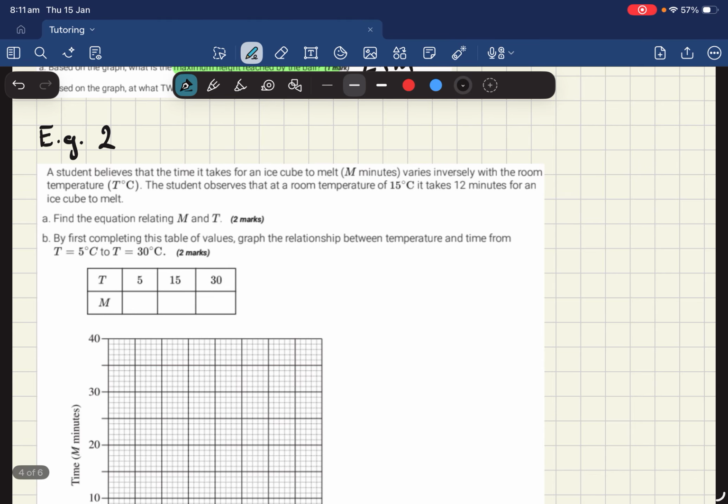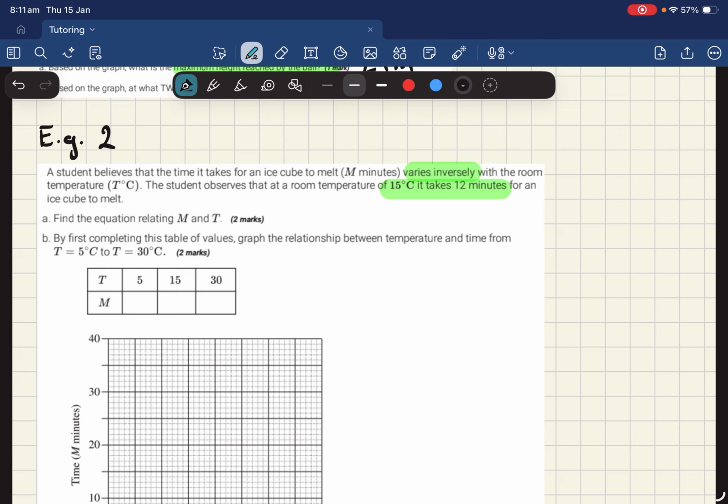We can see we have a graph in this example. This is telling us that a student believes that the time taken for an ice cube to melt in minutes varies inversely. So anytime you see varies inversely, similar to that last video we're talking about, it means it's going to be some kind of reciprocal relationship. As one gets bigger, the other gets smaller. So it varies inversely with room temperature. Now it's saying a student observes that at a room temperature of 15 degrees Celsius, it takes 12 minutes for an ice cube to melt. So we want to find the equation relating m and t.